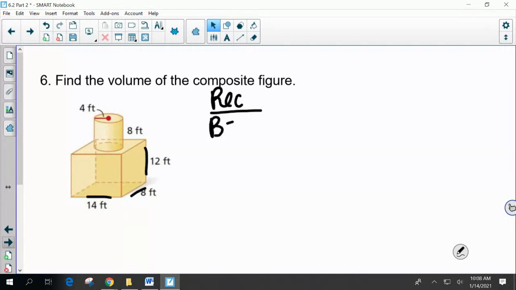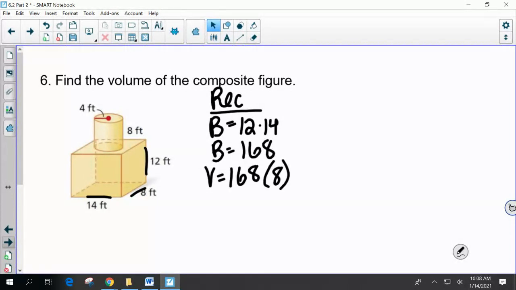So capital B could equal 12 times 14, or you could start it a different way. So you would get 168. And then for my volume, I have to take 168 times the number I didn't use yet, which is 8. So my volume for that would be 1,344.